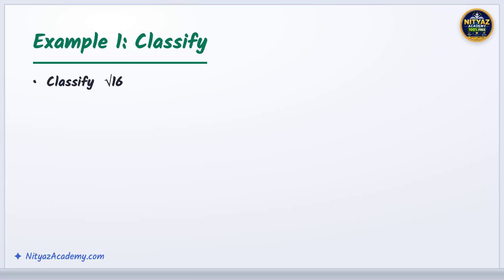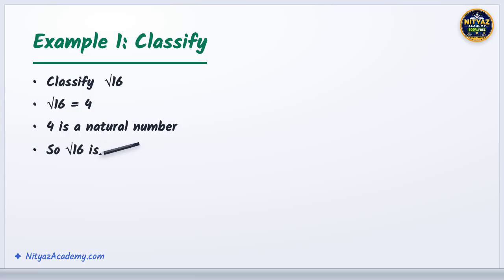Let's classify the square root of 16. It looks scary, but the square root of 16 is just 4. And 4 is a counting number, so it's natural, whole, integer, and rational all at once. The lesson here: always simplify first. A radical can hide a perfectly ordinary number underneath.